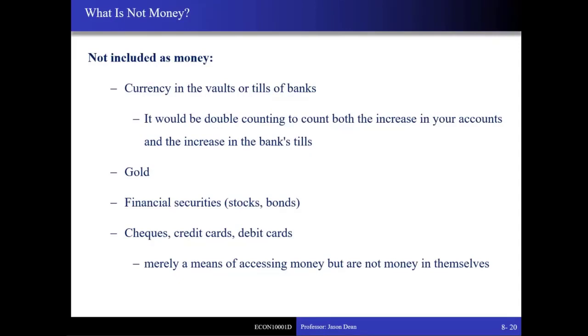If we were to also include that $20 bill in the vault as part of the money supply, then we'd be double counting. So that's why the currency in the vaults or tills of banks isn't part of the money supply. Basically, if it's going into the vaults or tills of the bank, it's being deposited, and you're going to have a demand deposit with the same amount in there. If you were to count both, you'd be double counting.